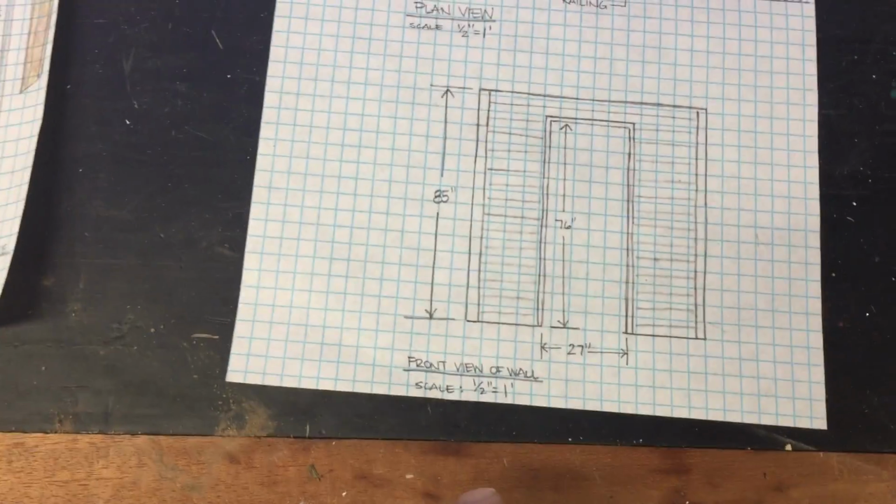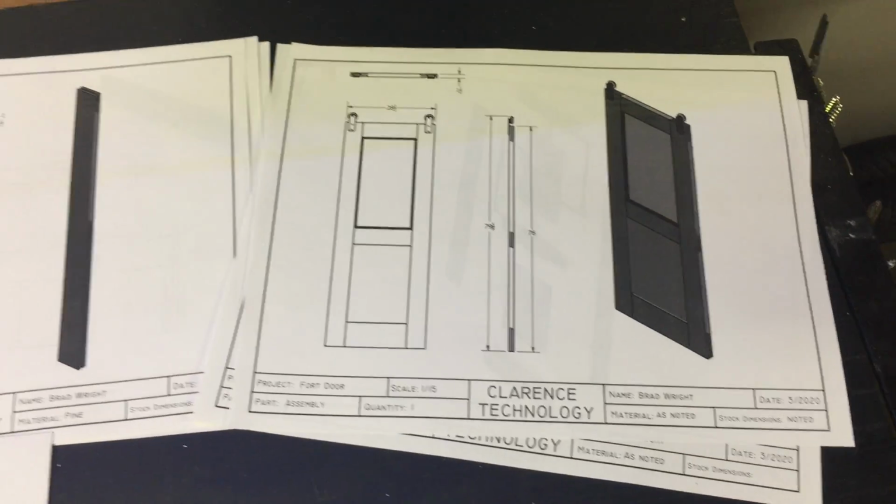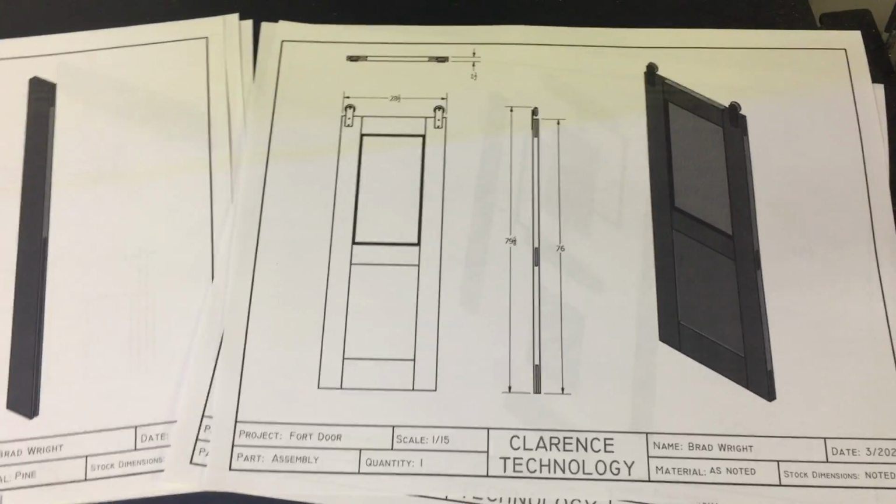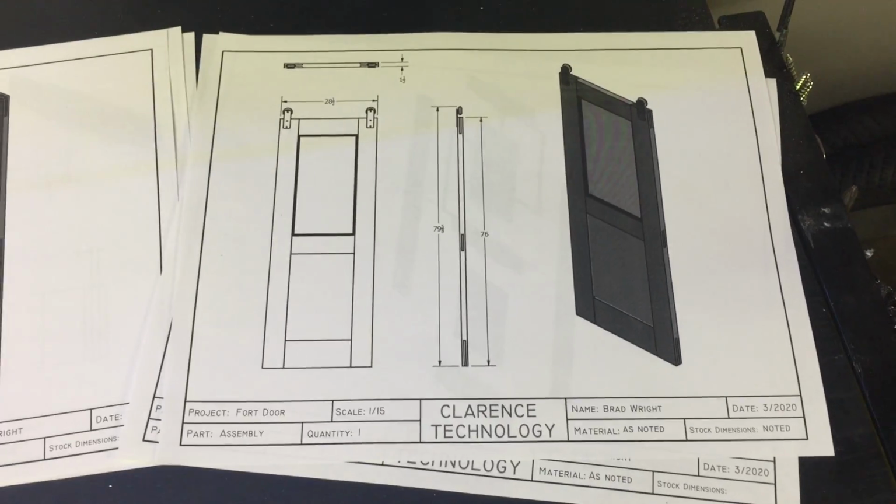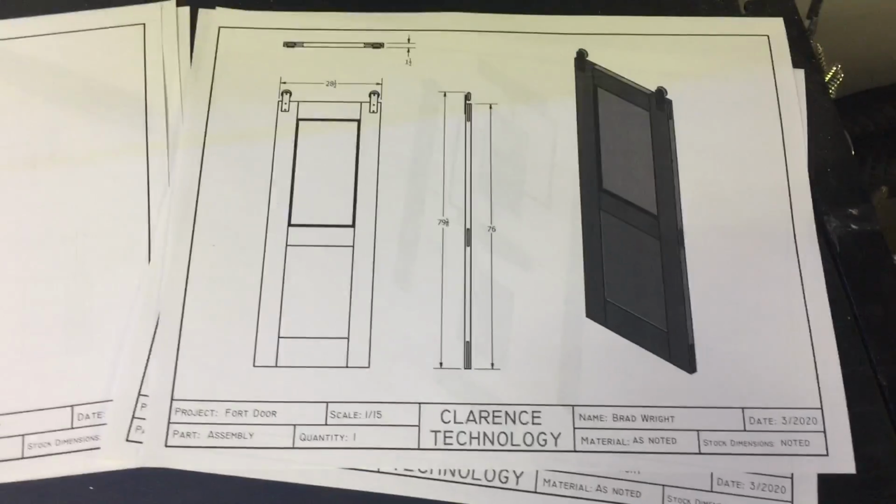There's a top view and a front view. Those are more architectural plans, but here's a plan for an assembly. So all these door plans that are over here, this is how it would assemble into this assembly drawing.